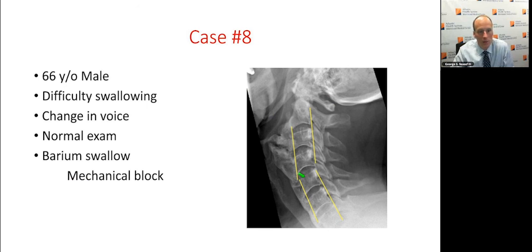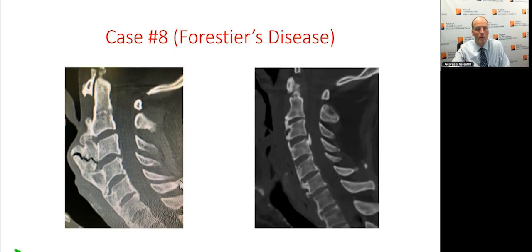This is a 66-year-old man who had difficulty swallowing, had a change in voice, had a completely normal exam. His primary symptom was dysphagia, and a barium swallow showed a mechanical block right here at C2-3. This is his pre-op CAT scan showing all of this bone. This is the trachea being pushed forward. Took him to the OR, and we resected all of that bone. And this is called Forestier's disease, or DISH.